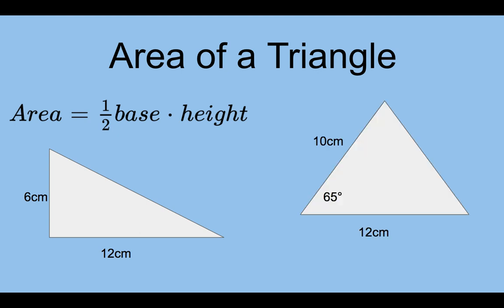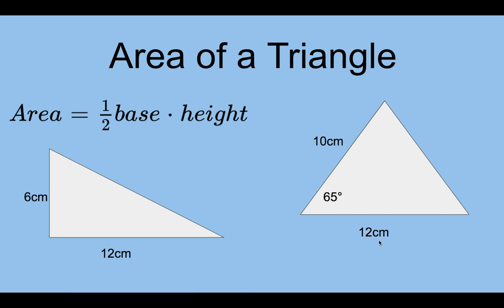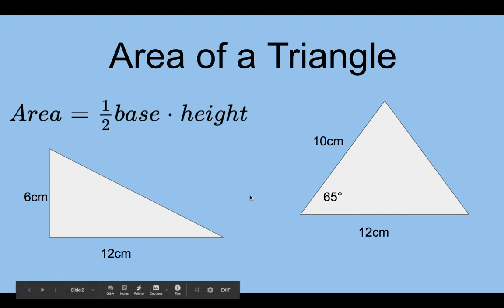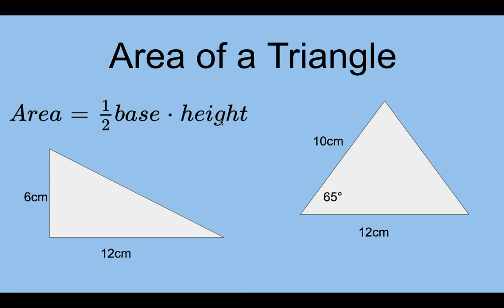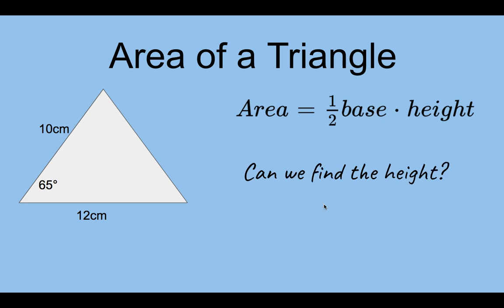So the question is, how do we find the area of this triangle over here when we haven't got a right angle? We've got lots of information. We've got 10 centimeters, 12 centimeters, and this angle is 65. So there seems to be enough information. We've got more information than over here, perhaps, but we can't use this formula to find the area of the triangle. So let's look at how we find the area of the triangle, because otherwise, we can't use this formula, area equals half the base times the height, because we don't have the height. So let's see how we can get around it.